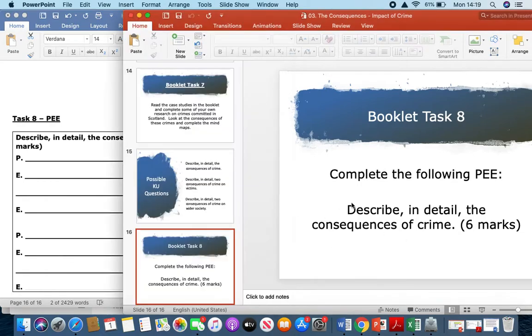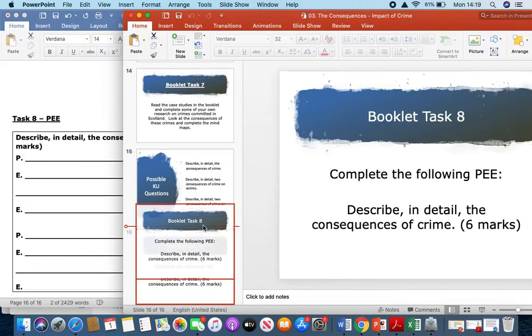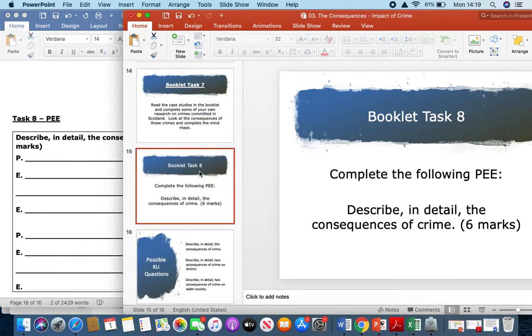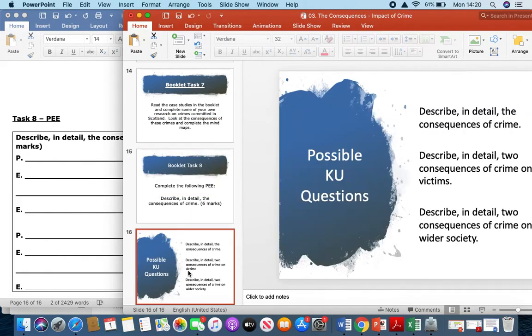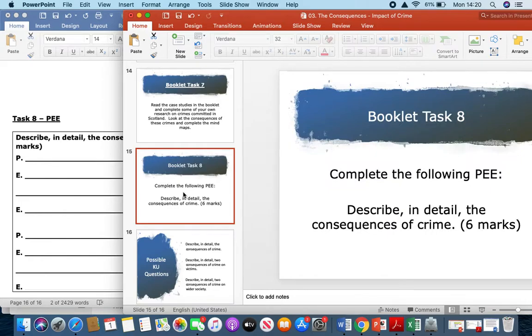so there's your final task, which is a 6 marker. So you're going to be plugging these things in and going for it. Okay, I think these should actually be like that though. So that's the booklet 8 task, and then there's some extra ones. So in general, what are some consequences of crime?